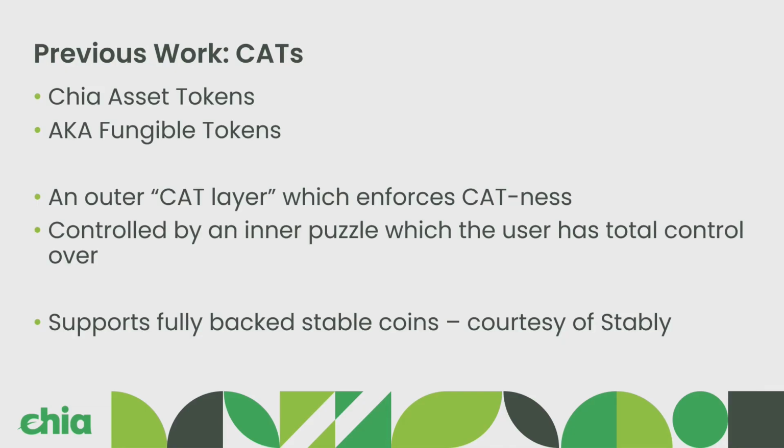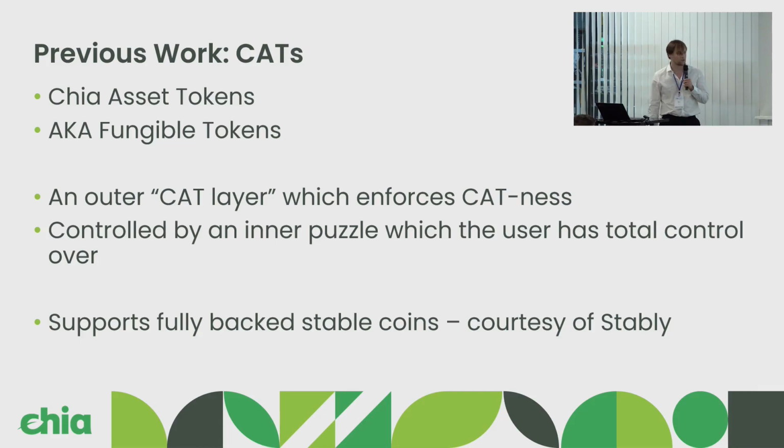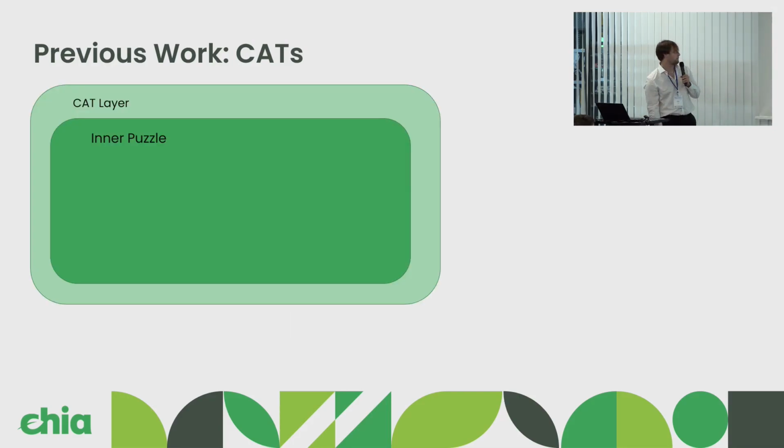Now let's go up a level to CATs. CATs was the first token we released, the fungible tokens. It stands for Chia Asset Token. It's very cute. And we designed this with the idea that ChiaLisp is really good at having these recursive layers going down. And we had a CAT layer. And the CAT layer is in charge of enforcing catness. That is, all the rules related to being a CAT are enforced there. And it doesn't care what happens underneath as long as it does its job.